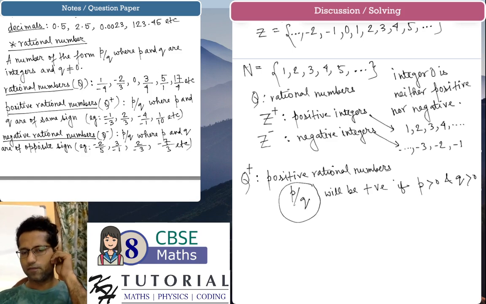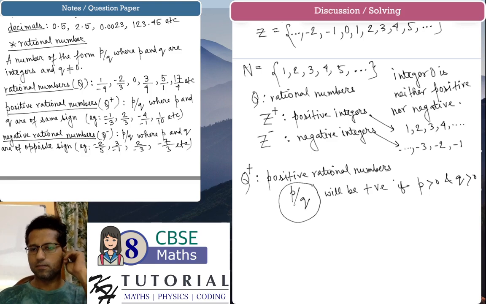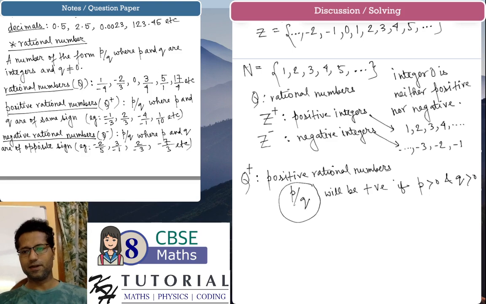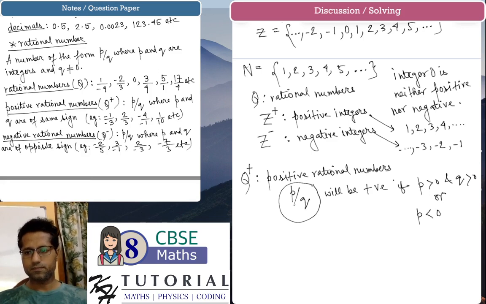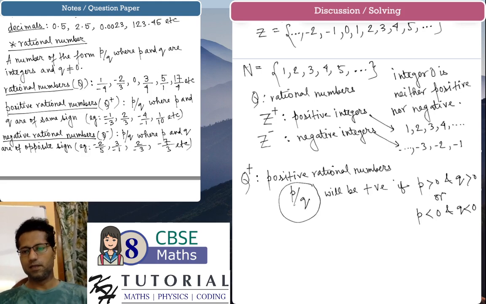So in a rational number or fraction, we have a numerator and a denominator. If you consider P by Q as a fraction or a rational number, P is the numerator and Q is the denominator. So if both the numerator and the denominator are greater than 0, then the rational number is positive. Or there is another condition: P less than 0 and Q less than 0. When either of these two conditions is satisfied, that is, both P and Q are greater than 0 or both P and Q are less than 0, then the rational number P by Q is a positive rational number.